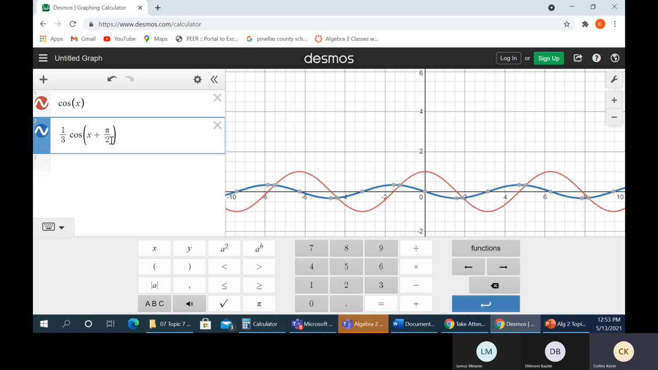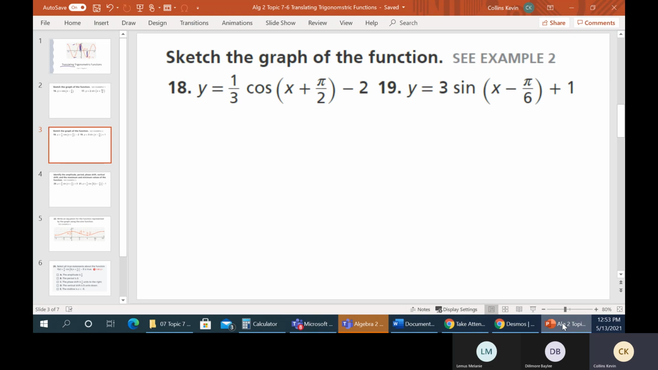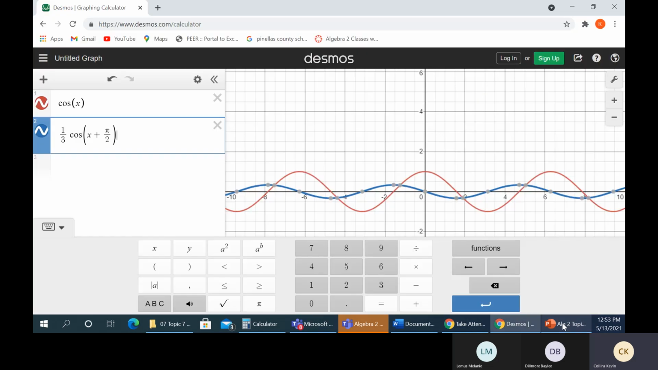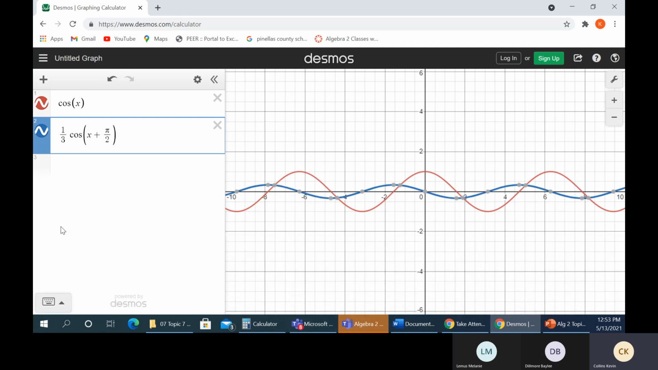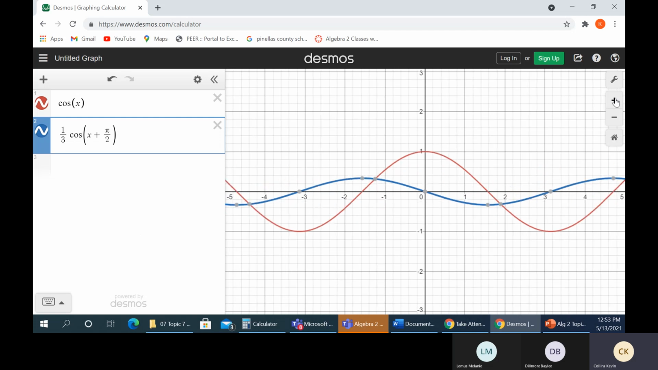There we go. Okay, so let's make sure we put that in, right? 1/3, yeah, plus pi over 2. Okay, so again, let's get this out of the way so we can talk a little bit. What do we have going on here? Let's zoom in a little bit.